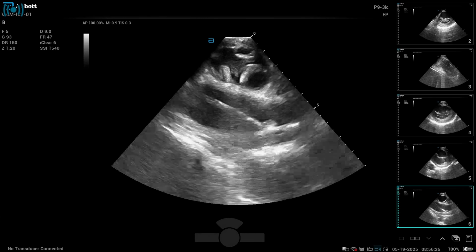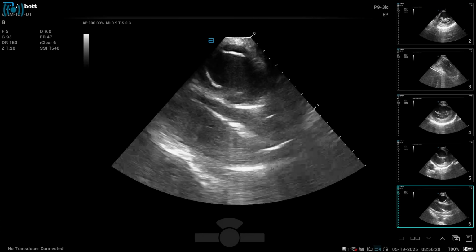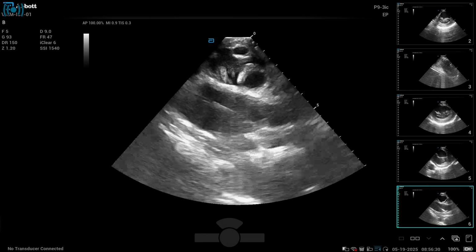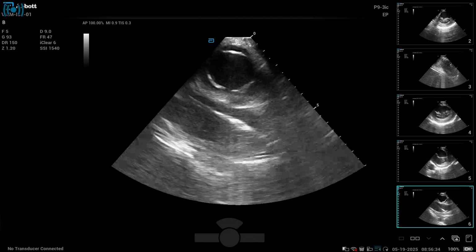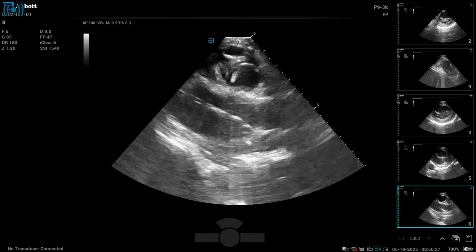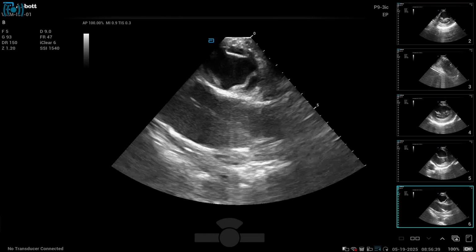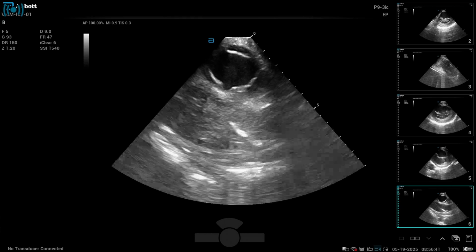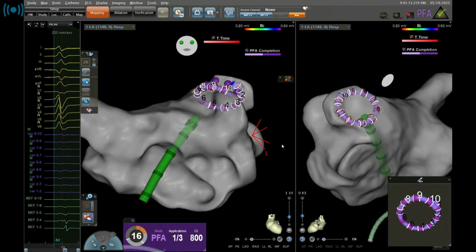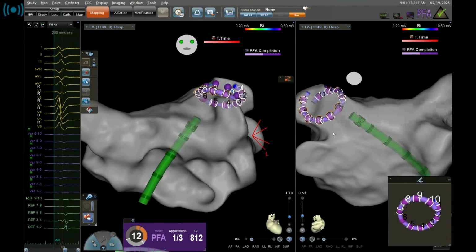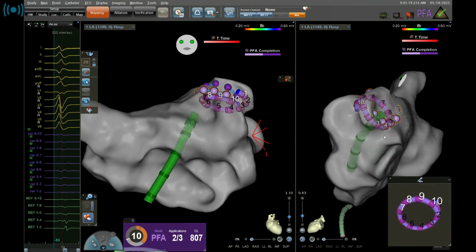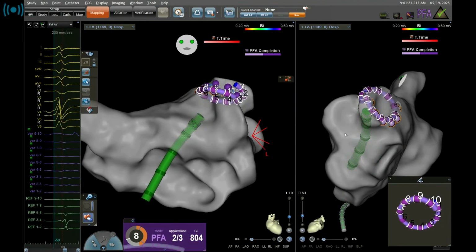Joseph, I just rotated around 45 degrees, and now the gap between 1 and 10 is anterior superior, so it's a different position. We can give the second application. Okay, now we need to see the 3D electroanatomical map. Carto map, please. You remember 1 and 10 was superoposterior, now it is anterior. And we are at the same depth in the vein.